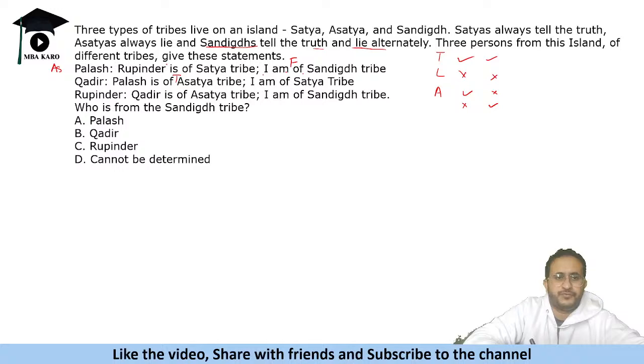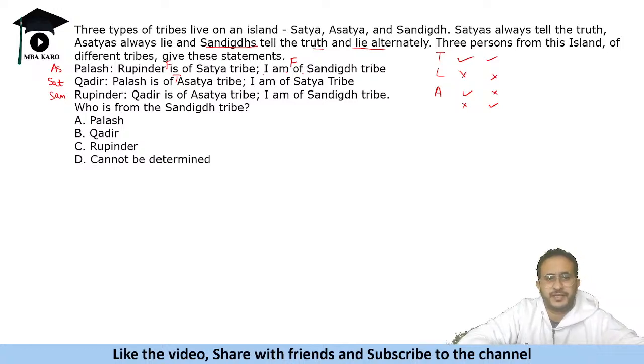So this has to be false. Rupinder is of Satya tribe. So Rupinder cannot be Satya. Rupinder will be Sandigdha. Okay, and this has to be Satya. Now let us validate things. So he's of Sandik tribe is false. He's of Satya tribe. Rupinder is not Satya tribe. Rupinder is Sandigdha. Now he says Palash is of Asatya tribe.